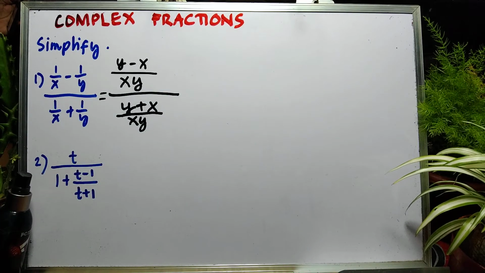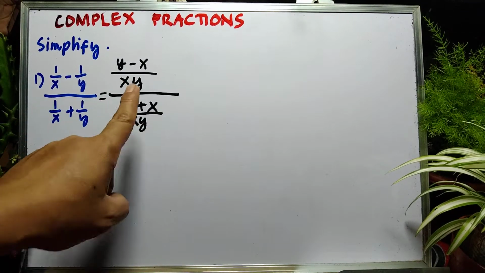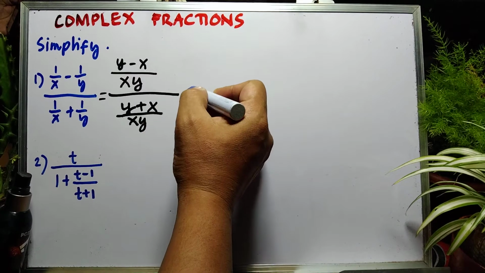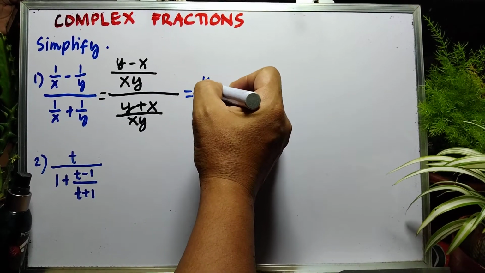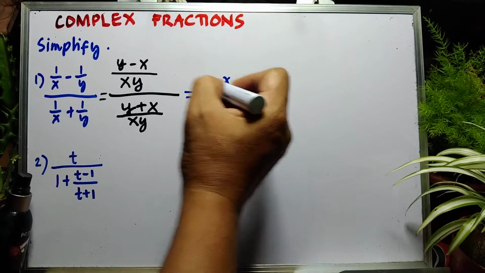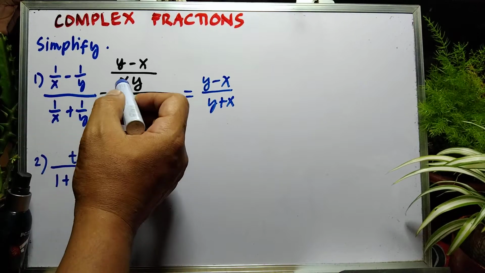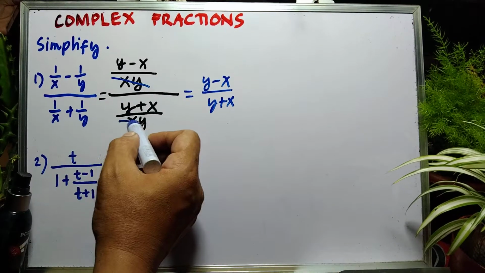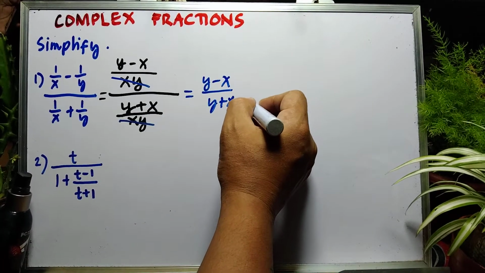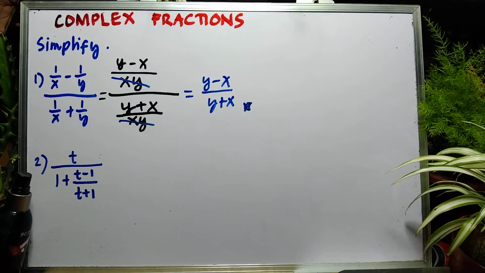Now, as you look at the fraction, they have now the same denominator. So you could cancel that directly. No? So your final answer would be y minus x over y plus x. Okay? Kasi makancel nyo to eh. So what is left? Y minus x over y plus x. So this is your answer. Okay? Simple lang ano?